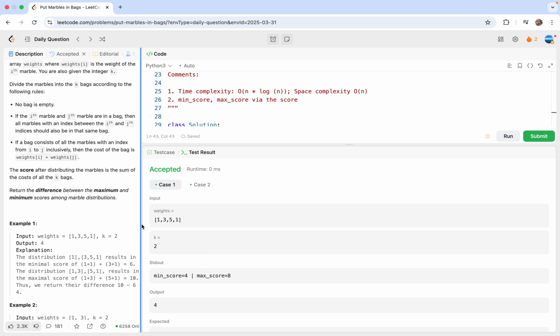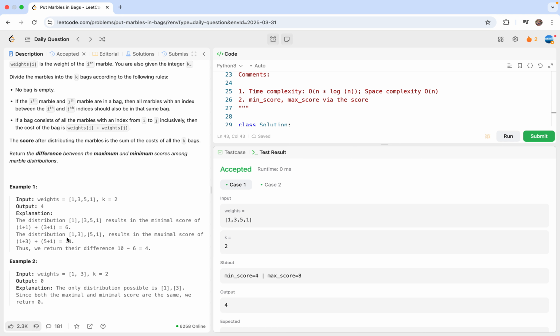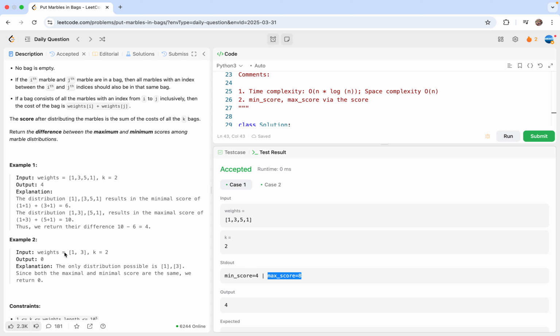But if you look at the explanation for this one, right? Because I didn't add the two ends, 1 and 1. If you add 1 and 1 in the min score, there will be 6 corresponding to the smallest one. Similarly, if you add 1 and 1 in the maximum score, you will have 10. 10 minus 6 and 8 minus 4, they are the same. So now if you look at this one, example 2.